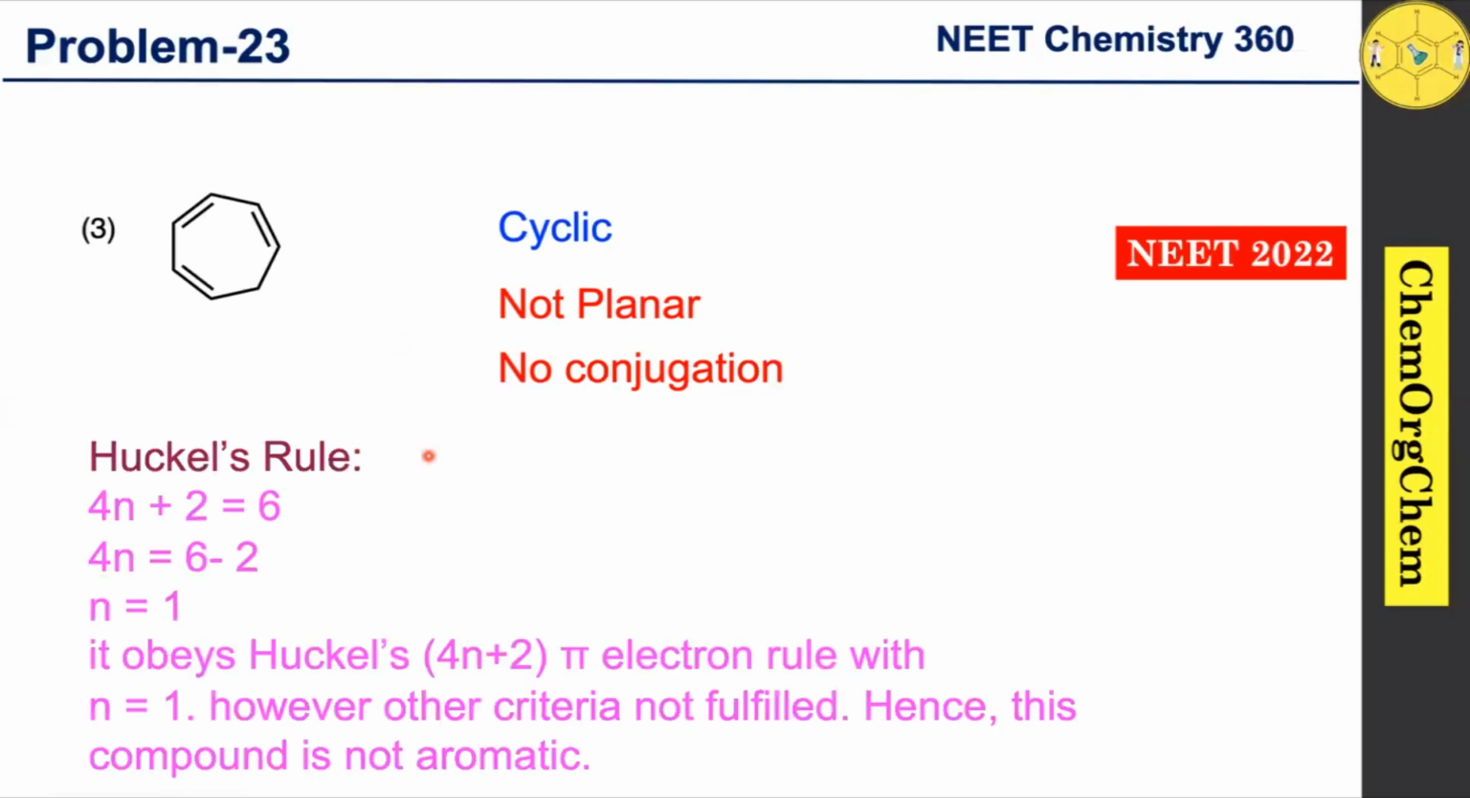Okay, let's move on to Huckel rule. So Huckel rule: 4n plus 2 pi electrons. Here there are 6 pi electrons present in this compound. Therefore 4n plus 2 equal to 6, and 4n equal to 6 minus 2, which produces n equal to 1. It obeys Huckel rule. However, other criteria such as planarity as well as conjugation are not fulfilled. Therefore this compound is not an aromatic compound.